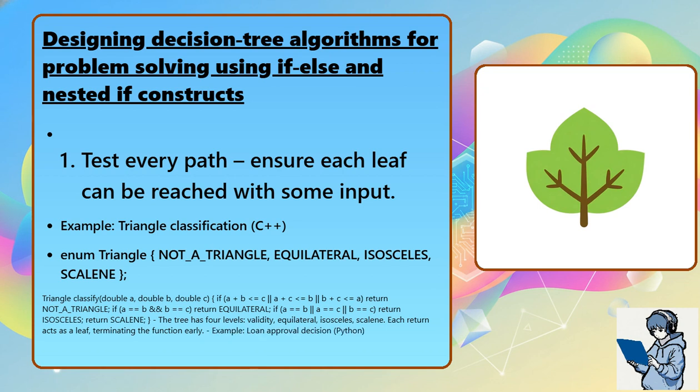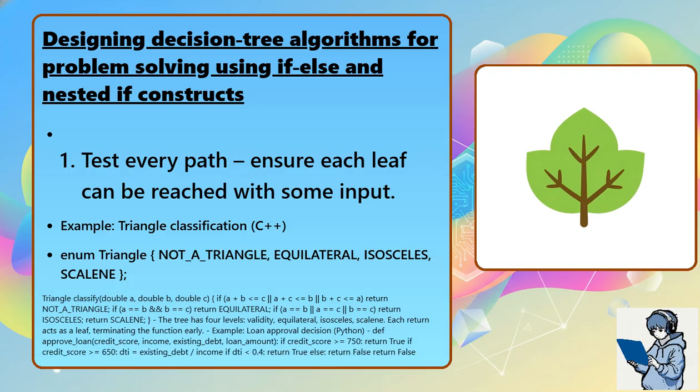Example: loan approval decision in Python. Function approve_loan takes credit score, income, existing debt, and loan amount. If credit score is greater than or equal to 750, then return true. If credit score is greater than or equal to 650, then compute DTI as existing debt divided by income. If DTI is less than 0.4, then return true, else return false. Otherwise, return false. Here a nested if is used to evaluate a secondary condition only when the first condition is met.